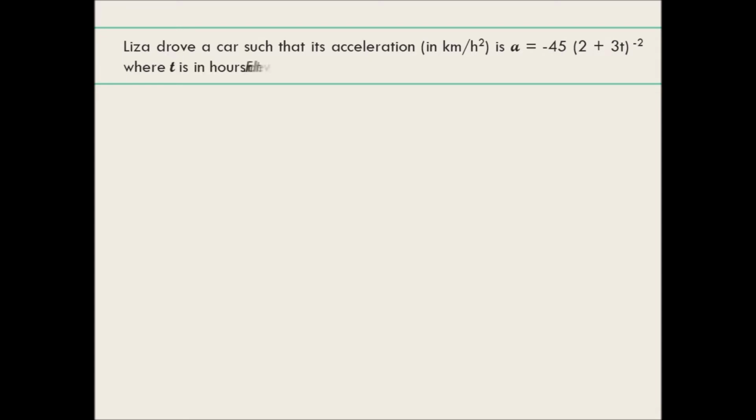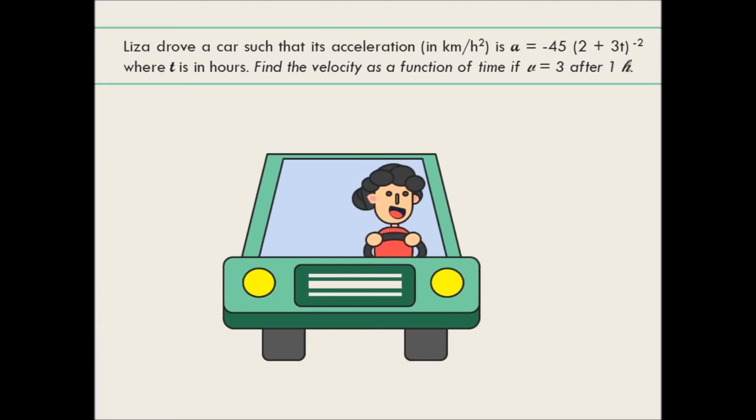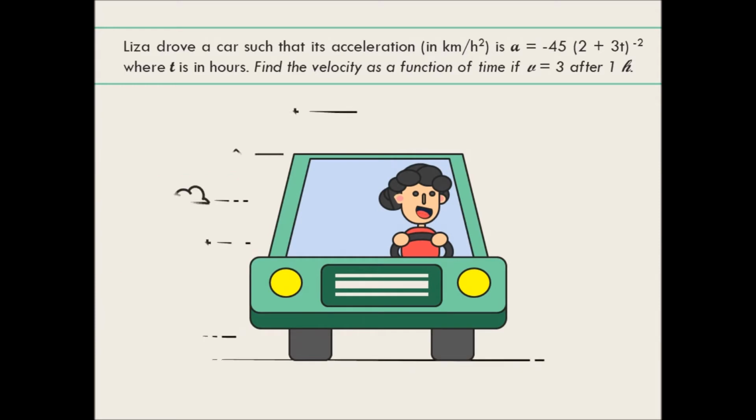Liza drove a car such that its acceleration in km/h squared is a equals negative 45 times the quantity 2 plus 3t raised to negative 2, where t is in hours. Find the velocity as a function of time if v is equal to 3 after 1 hour.